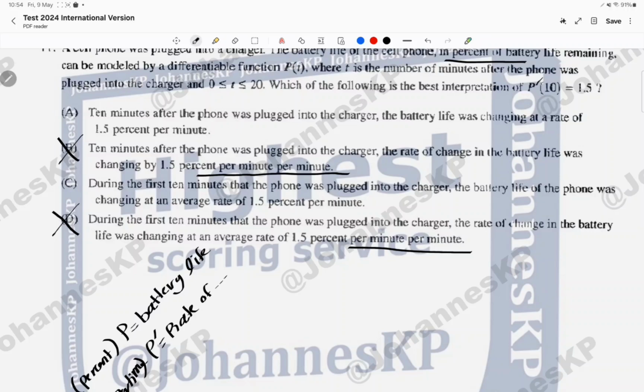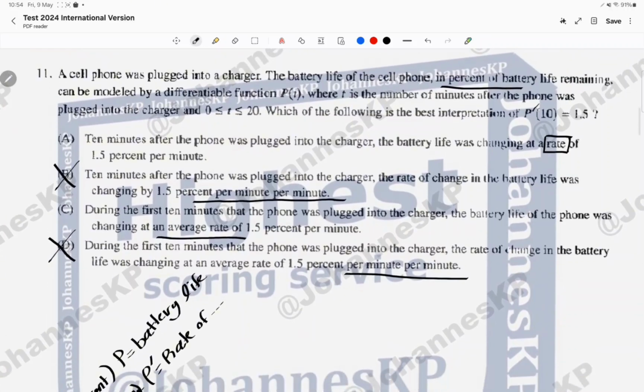So it was changing at the rate. I said rate. I did not say average rate, I said rate. C says average rate. That's not okay. So 11 is going to be choice A.